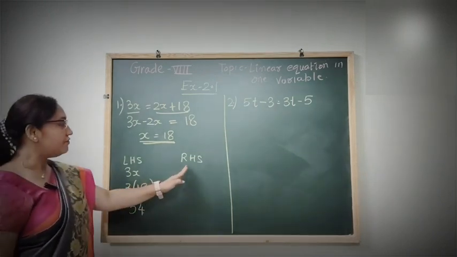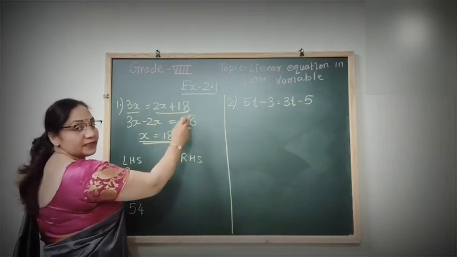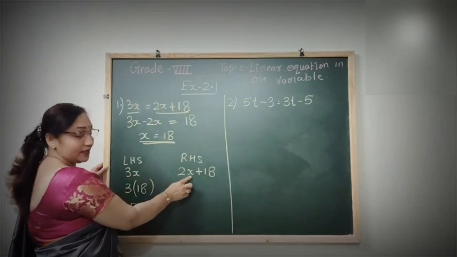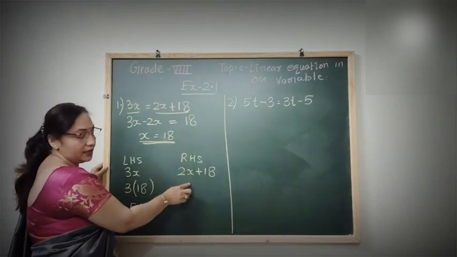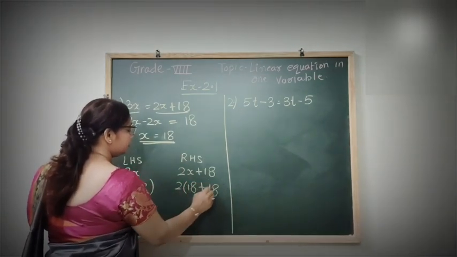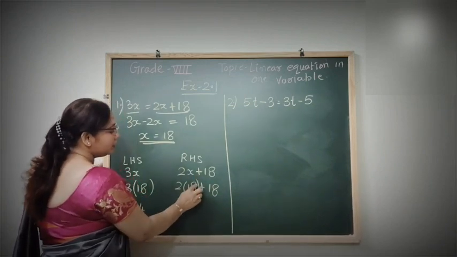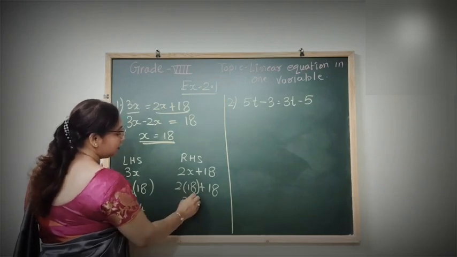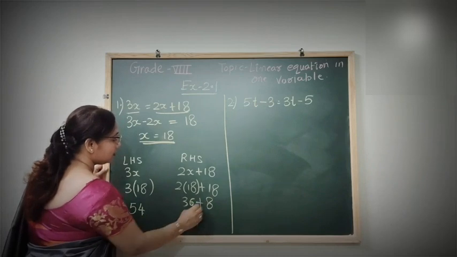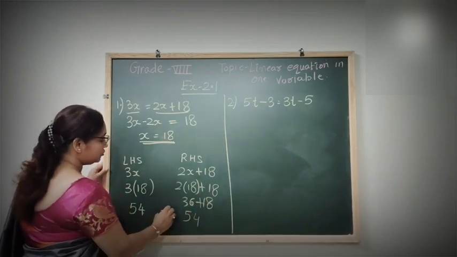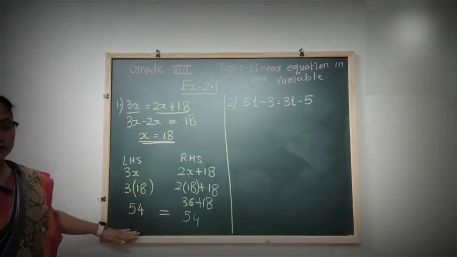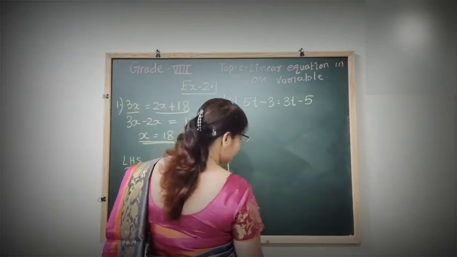Okay, now let us solve the right hand side. Right hand side you have 2x plus 18. So if you have 2x plus 18, again जो x की value है वो हम substitute करेंगे. Let us substitute the value of x here. 2 into 18 plus 18. 2 sixes are 12, 2 ones are 2, that is 36, plus 18 is 54. So can you see 54 is equal to 54? Okay, just check the answer students. Moving on to the next question.